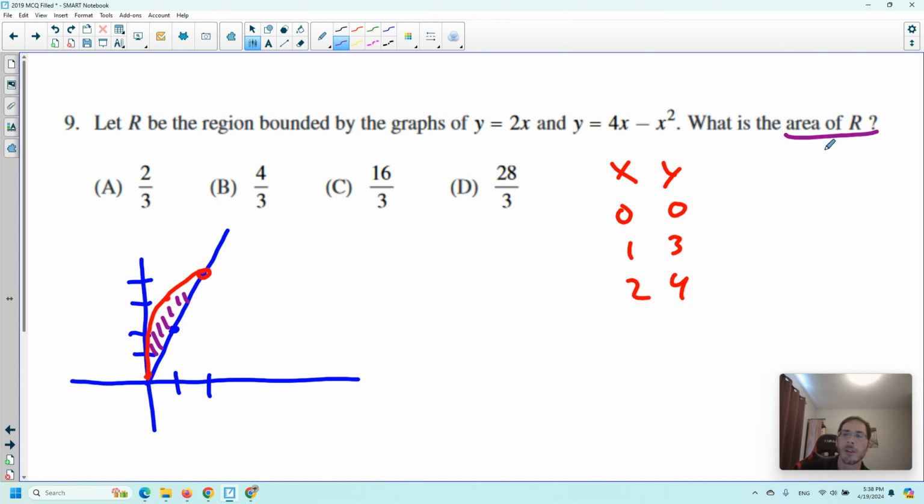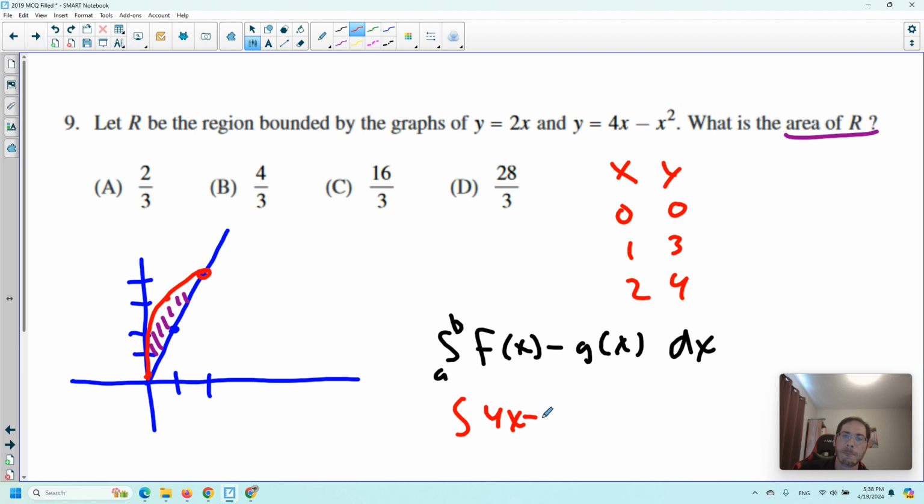So since we're just doing the area, there's no pi's or anything crazy. We're just doing the integral from a to b of f of x minus g of x dx. So in this case, the higher up function is the red one. So the red one was 4x minus x squared. We have to subtract away the lower one, which was g of x. So we're going to subtract away 2x. And we're meeting here at 0 and 2. So our integral is going to go from 0 to 2. Our dx is still going to be there.